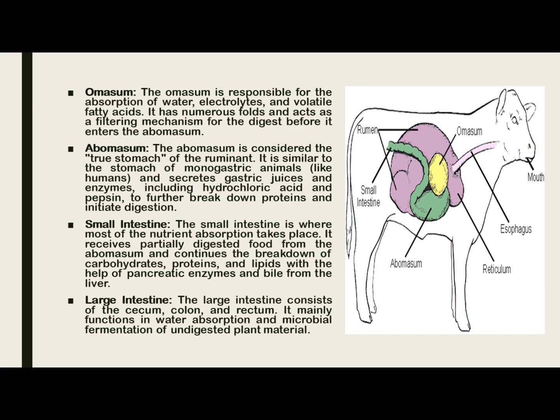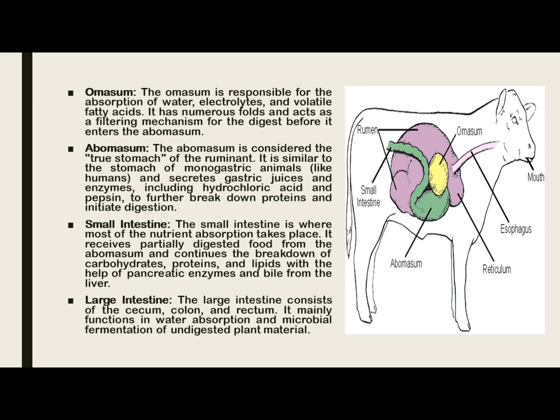Abomasum. The abomasum is considered the true stomach of the ruminant. It is similar to the stomach of monogastric animals like humans, and secretes gastric juices and enzymes, including hydrochloric acid and pepsin, to further break down proteins and initiate digestion.